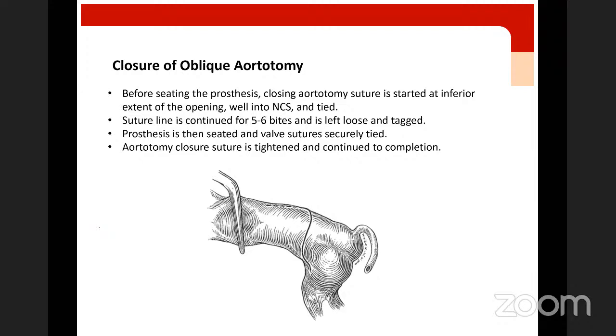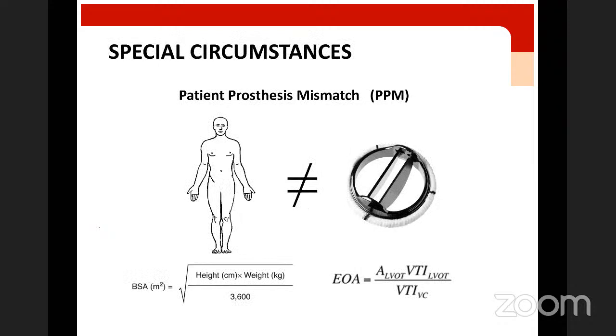All right. Now we've finished with the surgical technique. We've replaced the valve. We will go over some circumstances that can happen postoperatively. I would like to talk about patient-prosthesis mismatch, what that means. Simply, there is a mismatch between two things: the patient and the prosthetic valve. On one hand, we have the patient's body surface area that demands a specific cardiac output. On the other hand, we have a prosthetic valve with a specific size and specific effective orifice area.